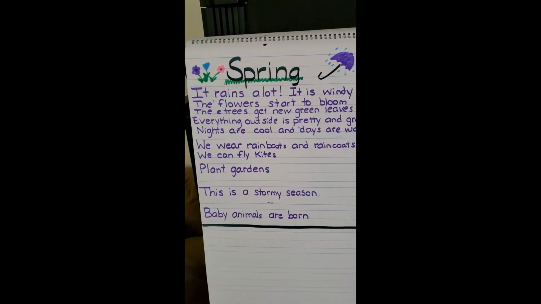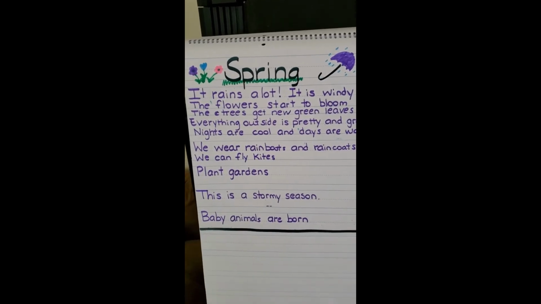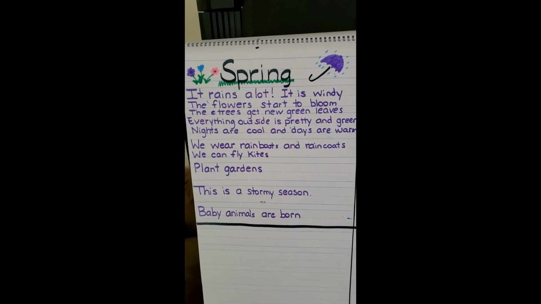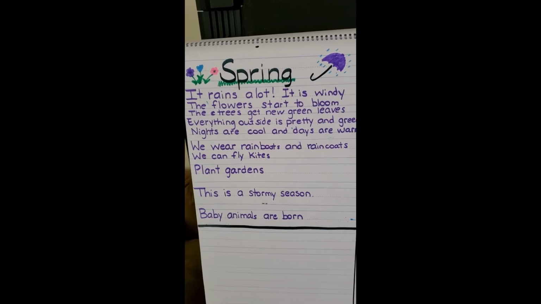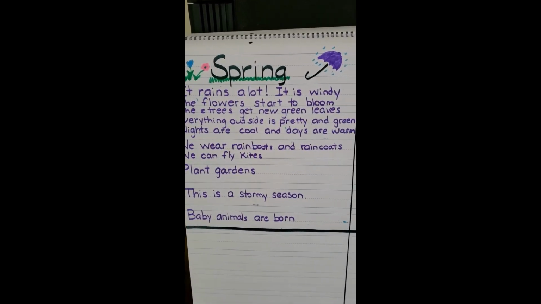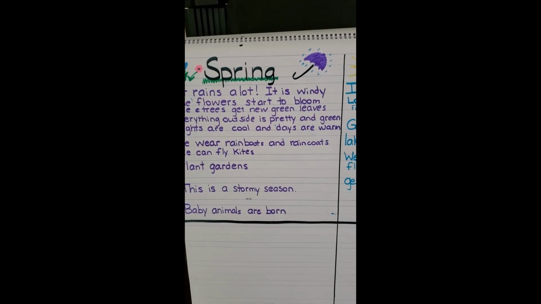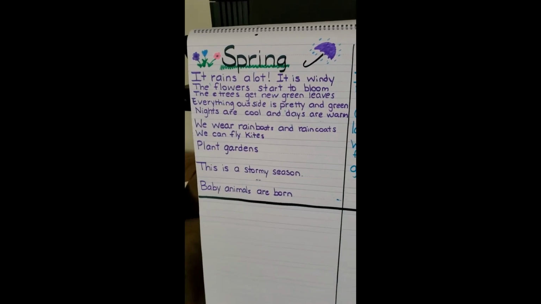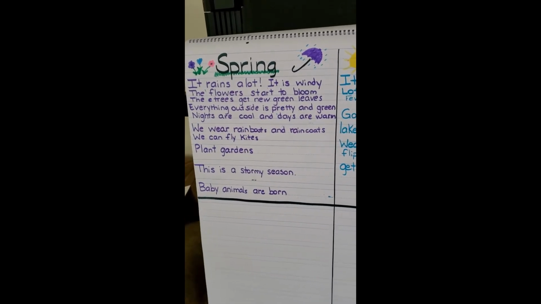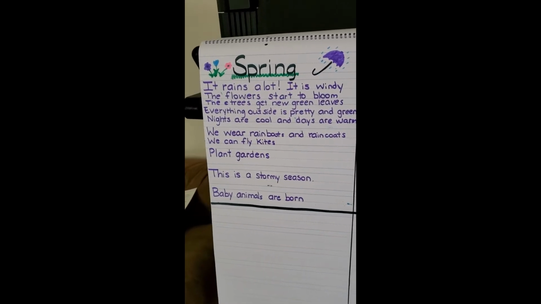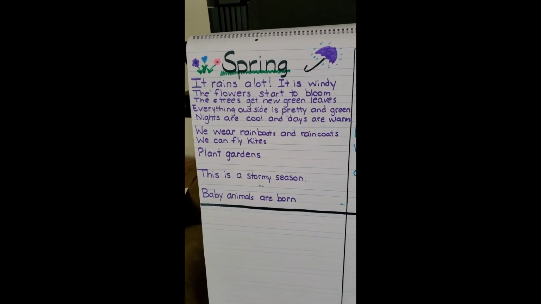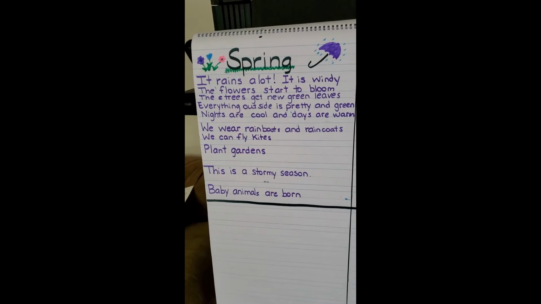And we know it's spring because we look around and the rain helps the trees bloom and the flowers bloom and everything turns green and beautiful. And then, like I said, the nights are cool and the mornings are cool, but the days all warm up. And in the springtime, we have to wear our rain boots and our raincoat because there's lots of rain. And some of the fun things we can do is fly our kites and plant gardens. But remember, spring is normally the stormy season.